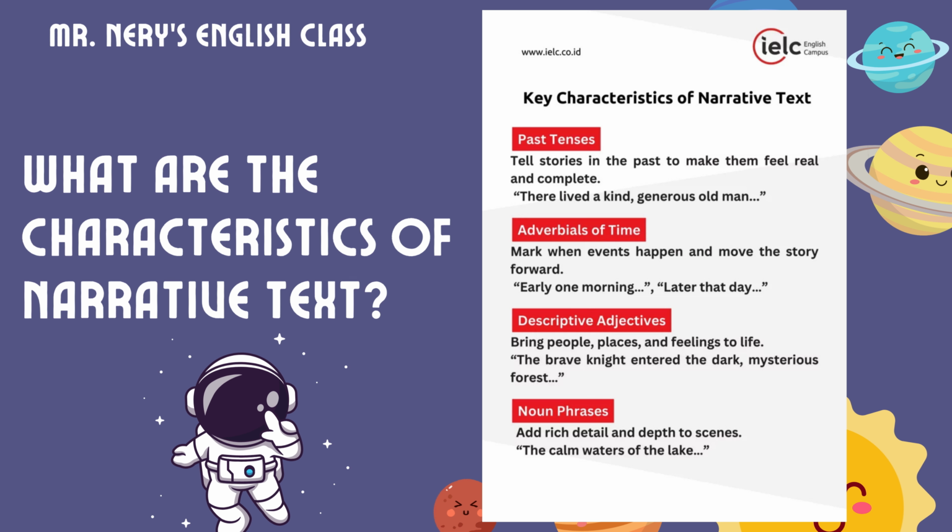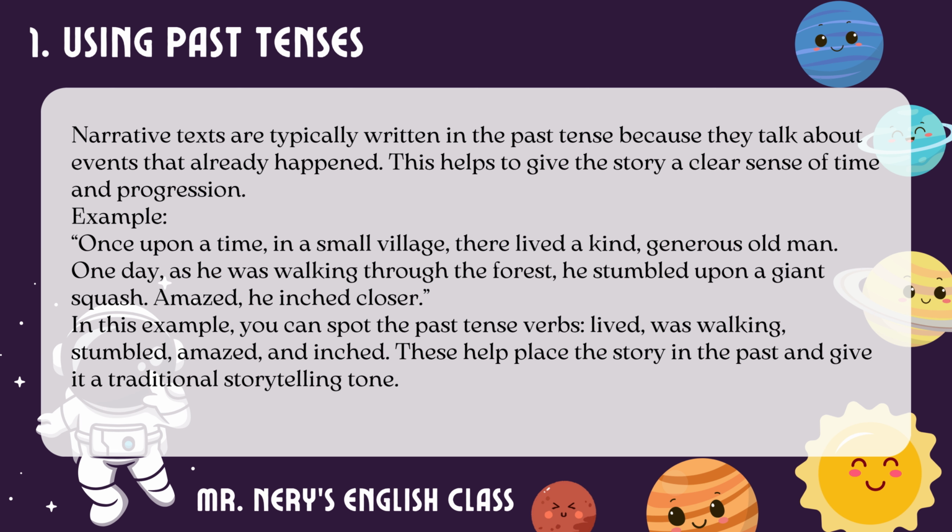What are the characteristics of narrative text? 1. Using past tenses. Narrative texts are typically written in the past tense because they talk about events that already happened. This helps to give the story a clear sense of time and progression.